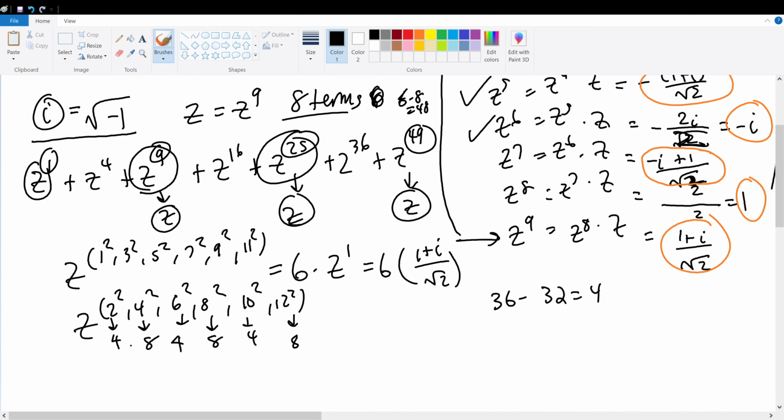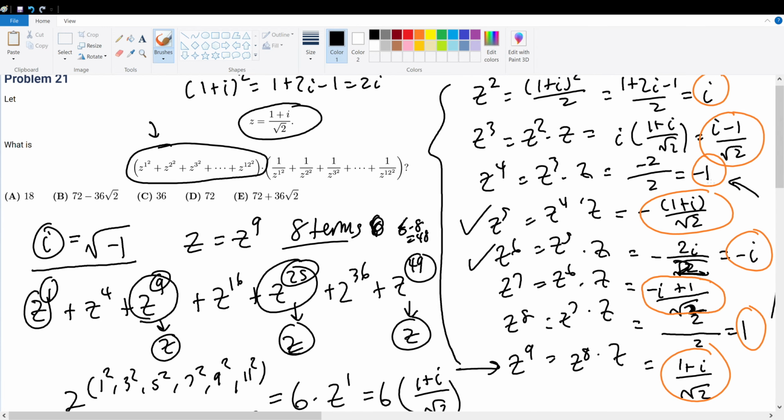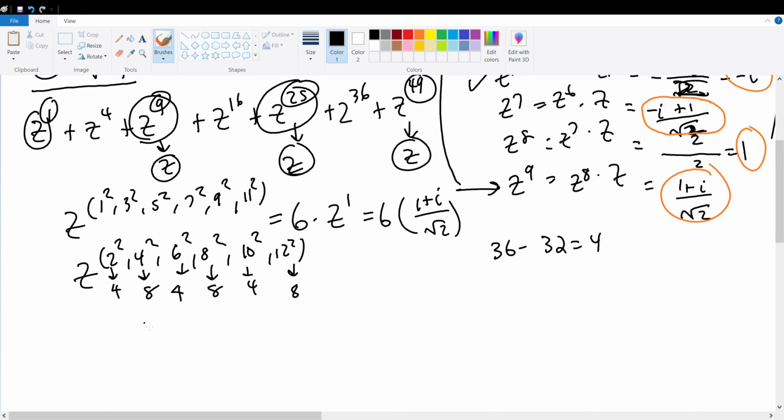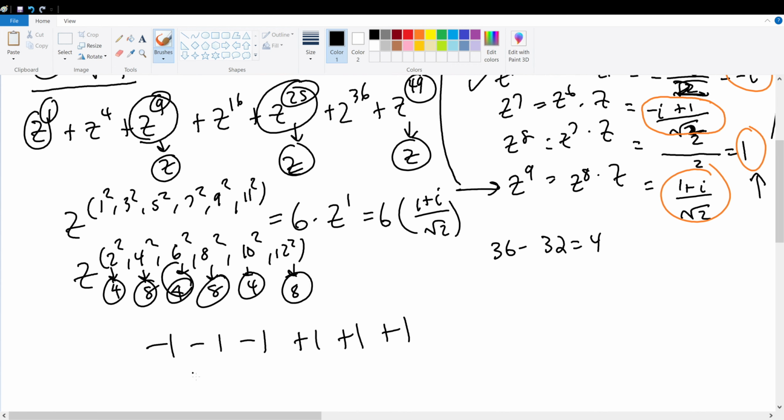So what is z to the 4? Well, I arrowed it. z to the 4 is just -1. So everything z to the 4 is just -1. So -1, -1, -1. So we got this, this, and this out of the way. What about to the 8? Well, the 8th power is just 1. So we have plus 1, that's this one. We have another plus 1, that's for this 8. And then we have plus 1, that's for this 8. There's always a pair, -1 and +1, -1 and +1. So everything becomes 0. So it's 0 plus 6 times (1 plus i) over root 2.